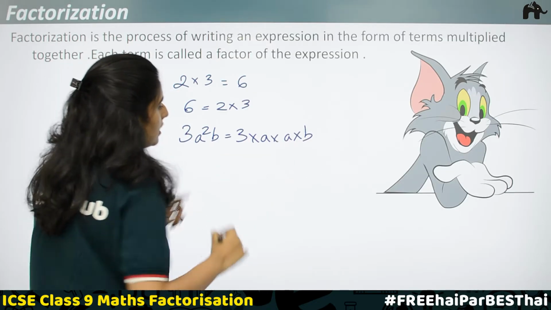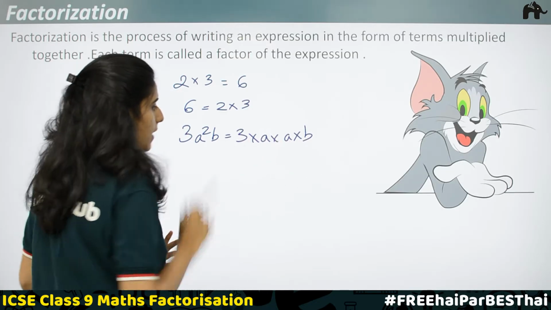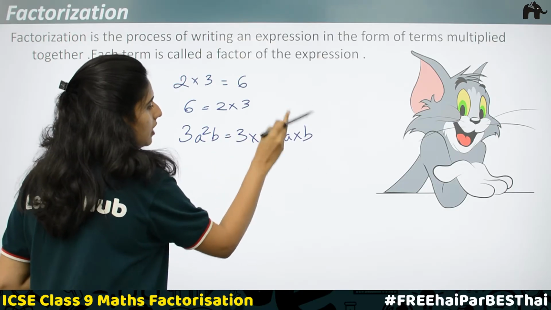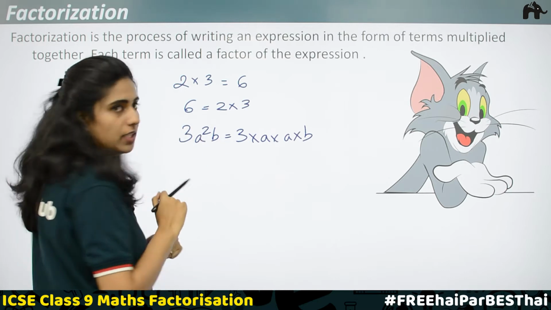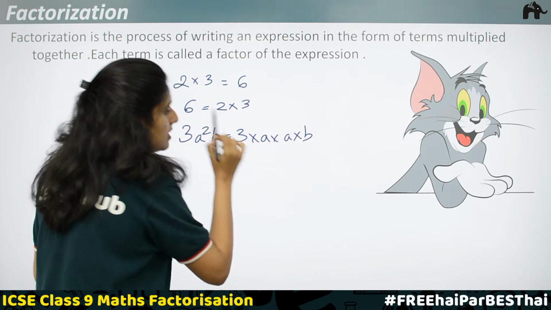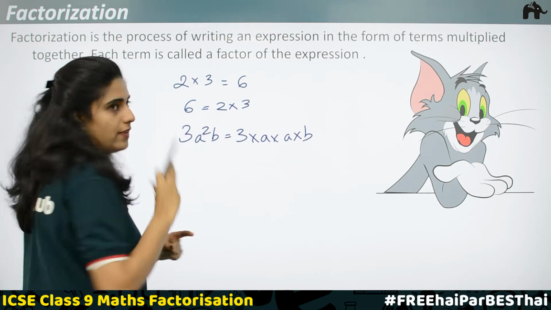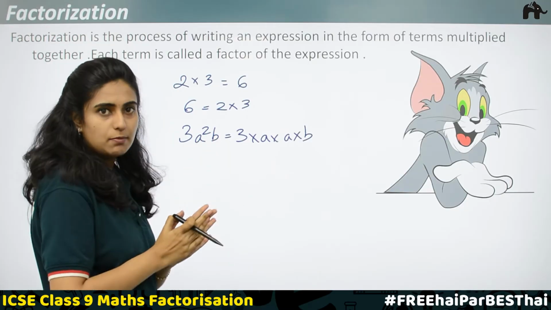Now when you have these four numbers and you're multiplying them, 3 into a into a into b, what do we get? You will be getting 3a square b. That is, the product of all these is giving you 3a square b. So the reverse process of multiplication we have done.